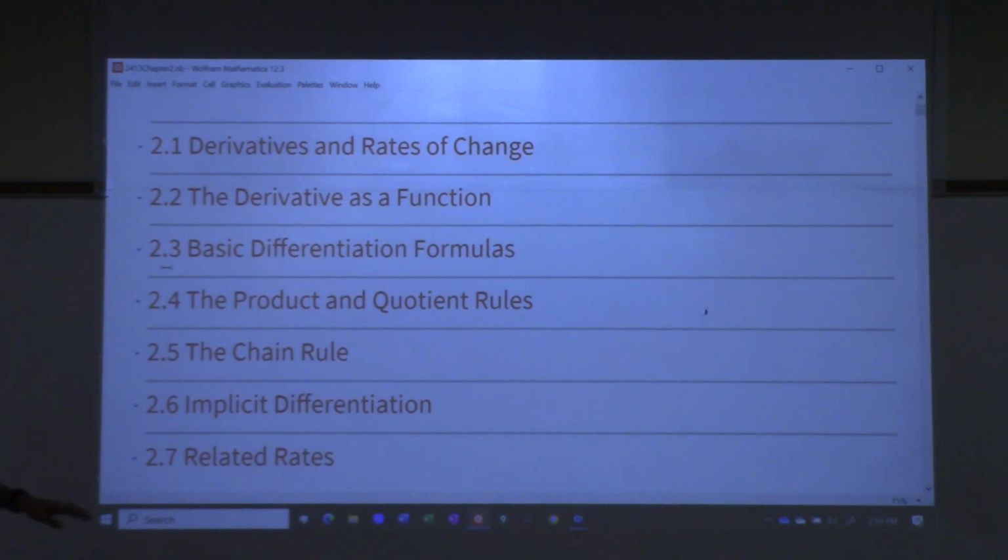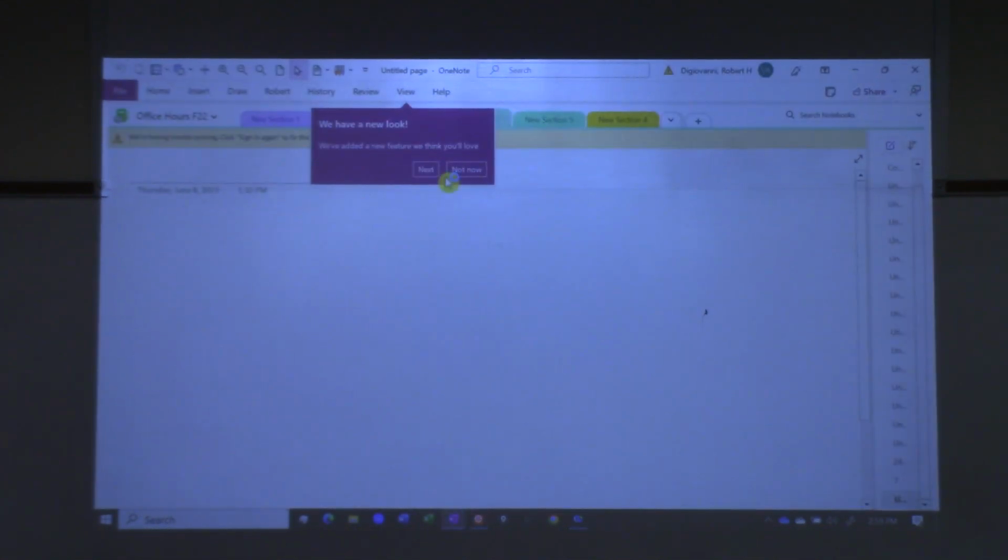And now we need to move into these 3 sessions. We're not going to do all 3 today. We're just going to do as much as we can from 2.4. Product rule and quotient rule. So here's how we're going to do this. We're going to start with a problem. I'm actually going to give us a problem to look at.